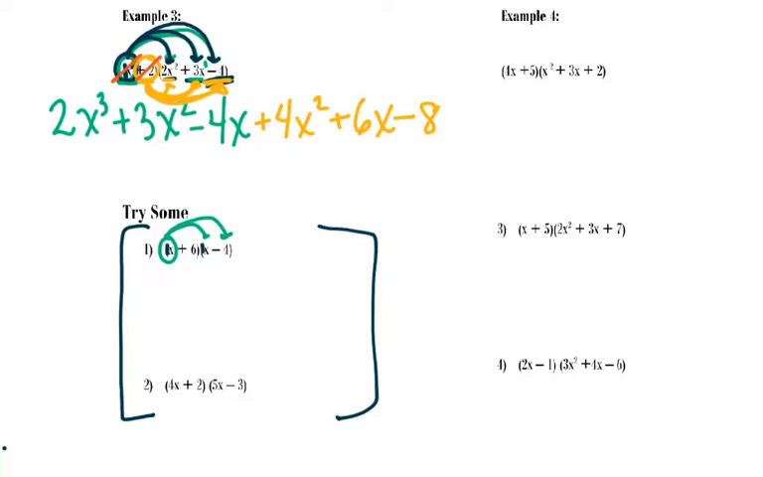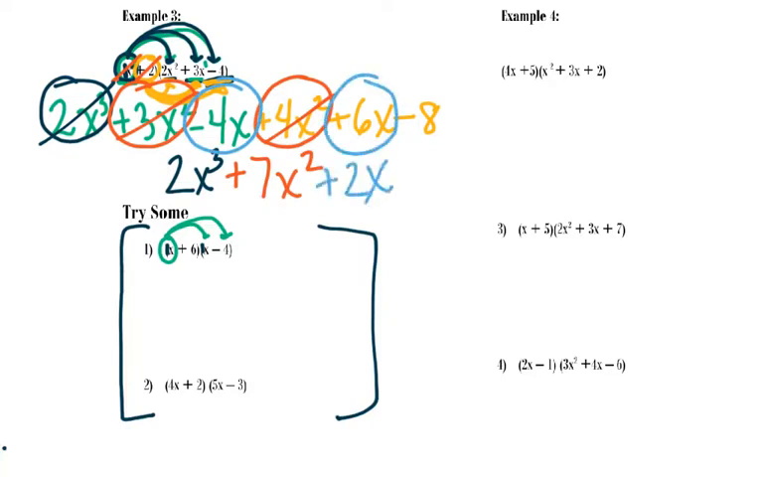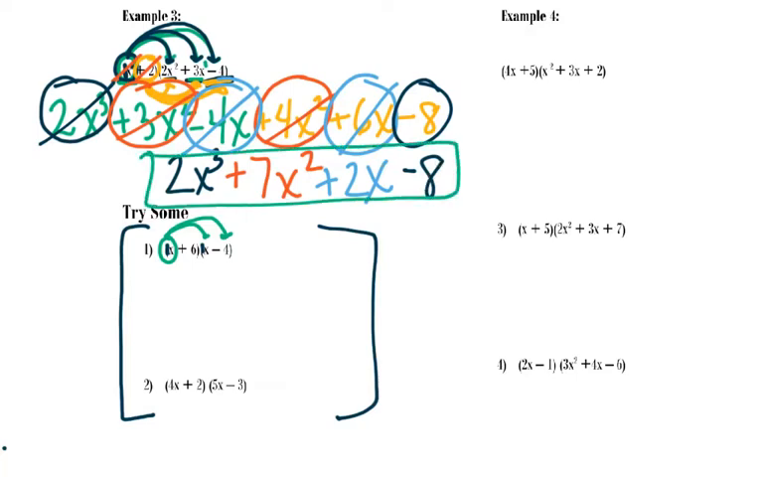Now I go through and combine like terms. 2x cubed, there's no other x cubed, so that gets to come down. 3x squared can combine with 4x squareds. 3 plus 4 is 7x squareds. Negative 4x's plus 6x's is positive 2x's. And we have this minus 8 in the back, so the minus 8 gets to come down. Seems like a lot, but once you do it, it's not that bad.